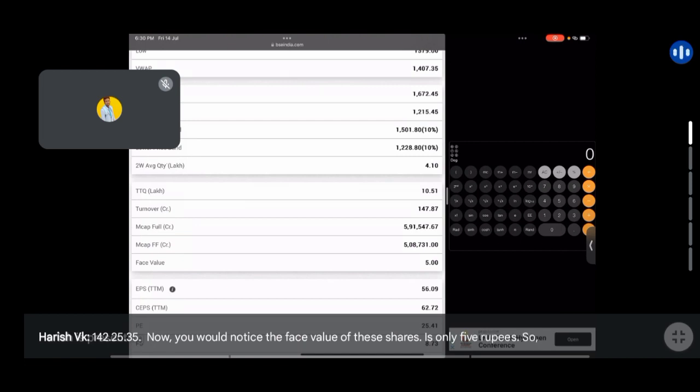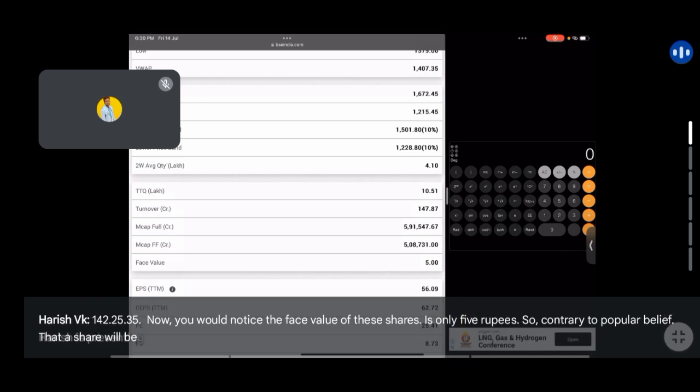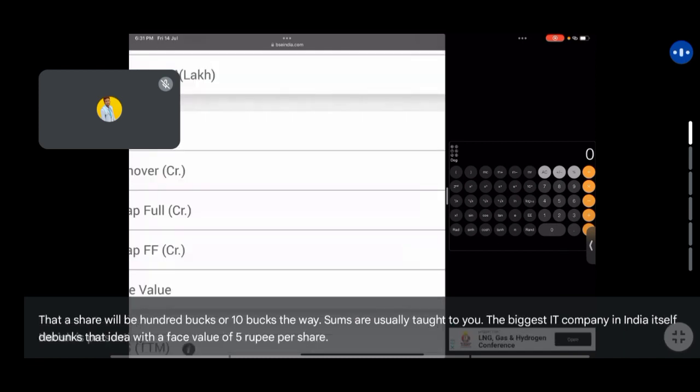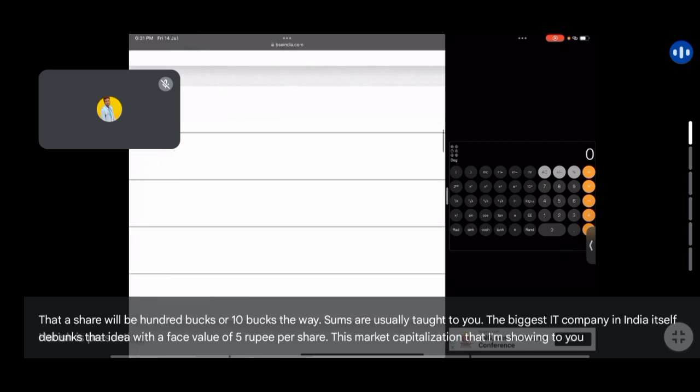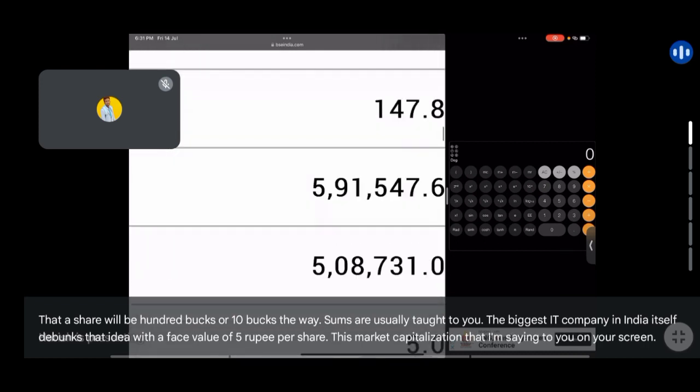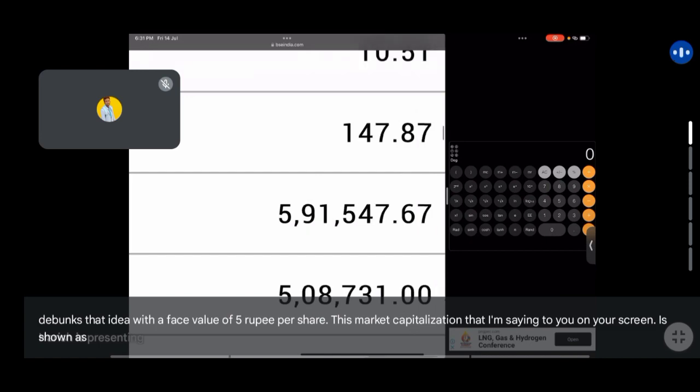So contrary to popular belief that a share will be 100 bucks or 10 bucks, the way sums are usually taught to you, the biggest IT company in India itself debunks that idea with a face value of 5 rupees per share. This market capitalization that I'm showing to you on your screen is shown as 591,547.67. How do you find this out?